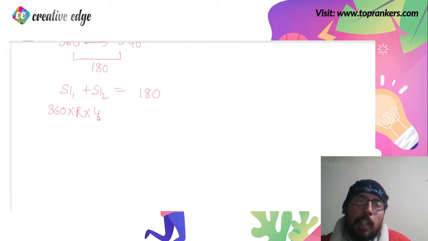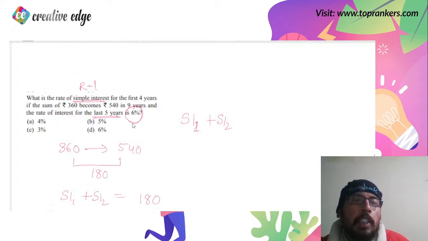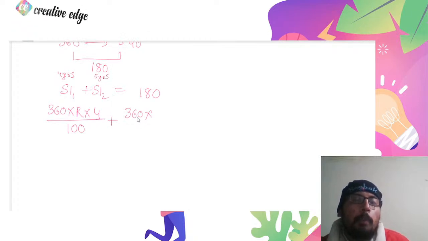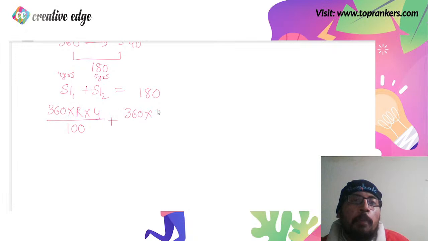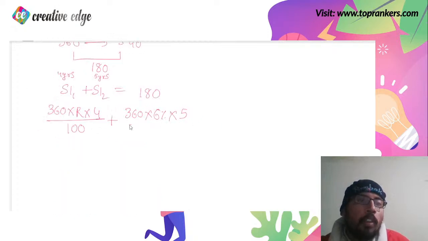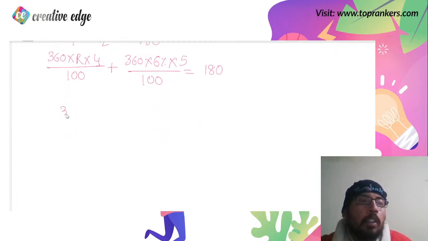Time is for the first 4 years, so I am taking time 4 initially, upon 100, plus SI2 is again principal into rate for the next 5 years. Rate is 6%, it is given to you. SI1 is for the first 4 years and SI2 is for the next 5 years. So P into R is 6% here, and time is 5 years, upon 100 is equal to 180. So this becomes 360 into 4 into R upon 100.